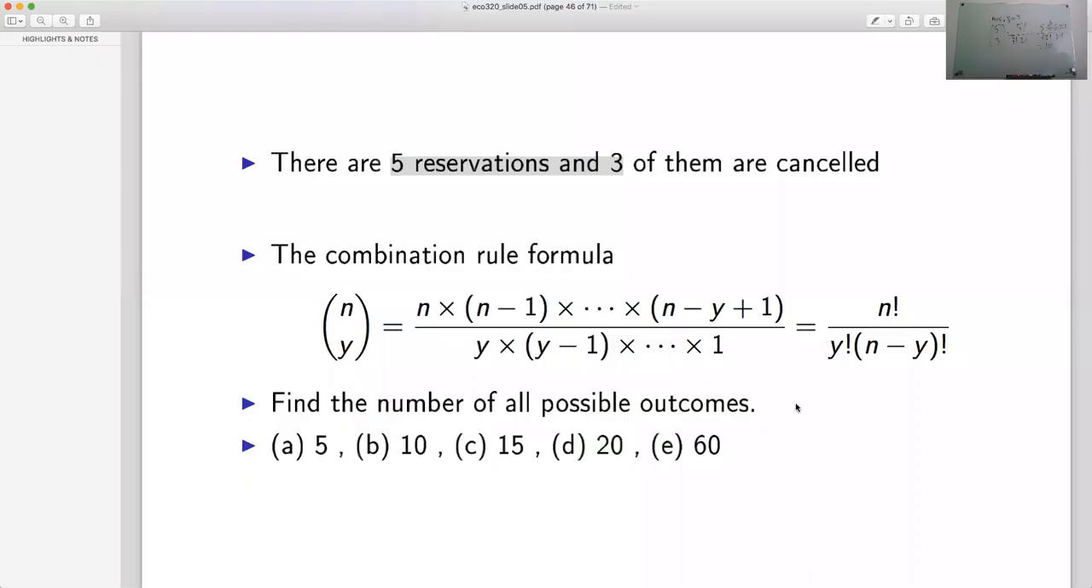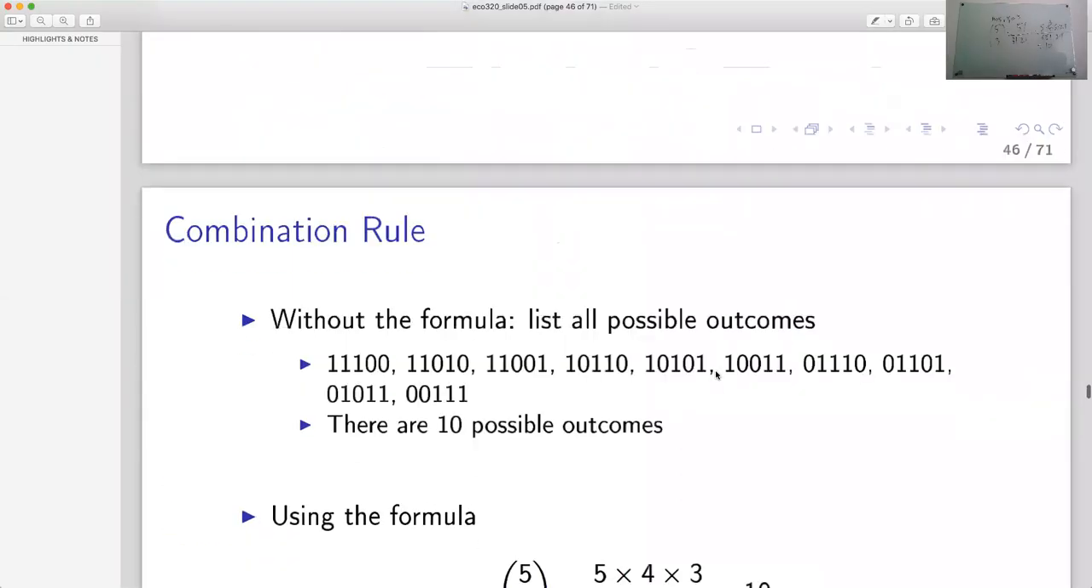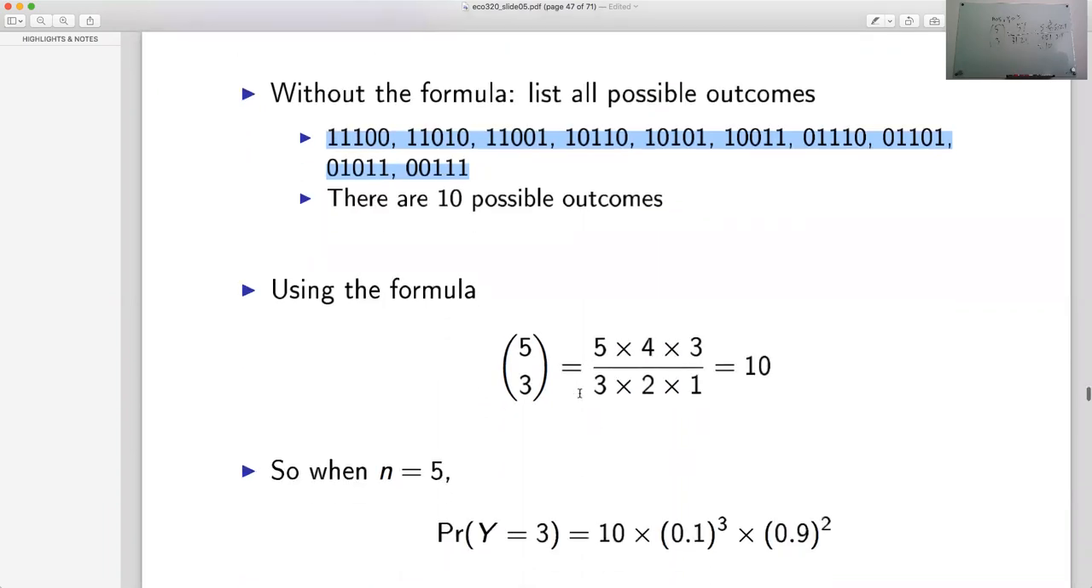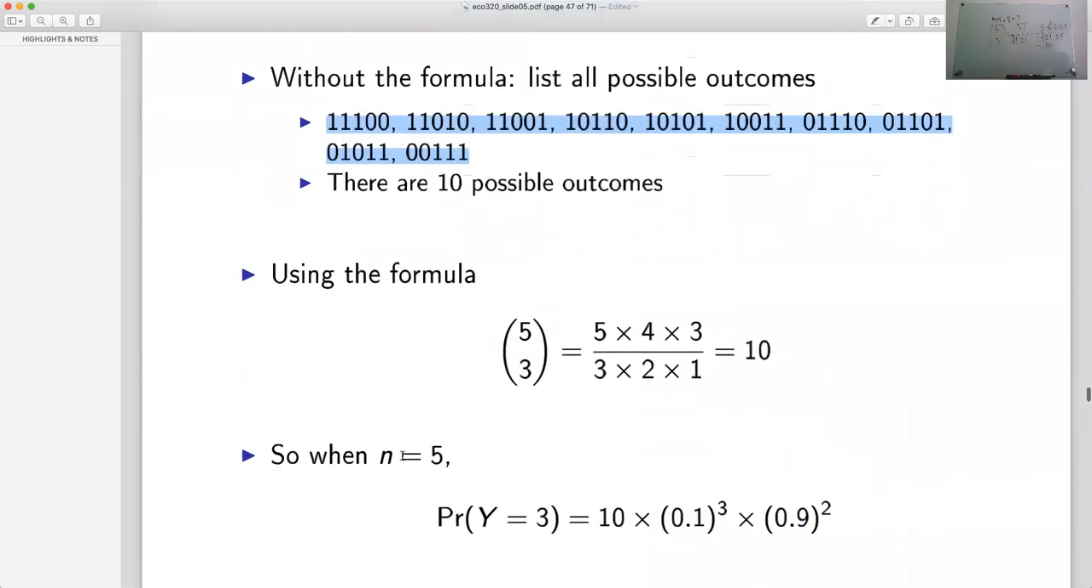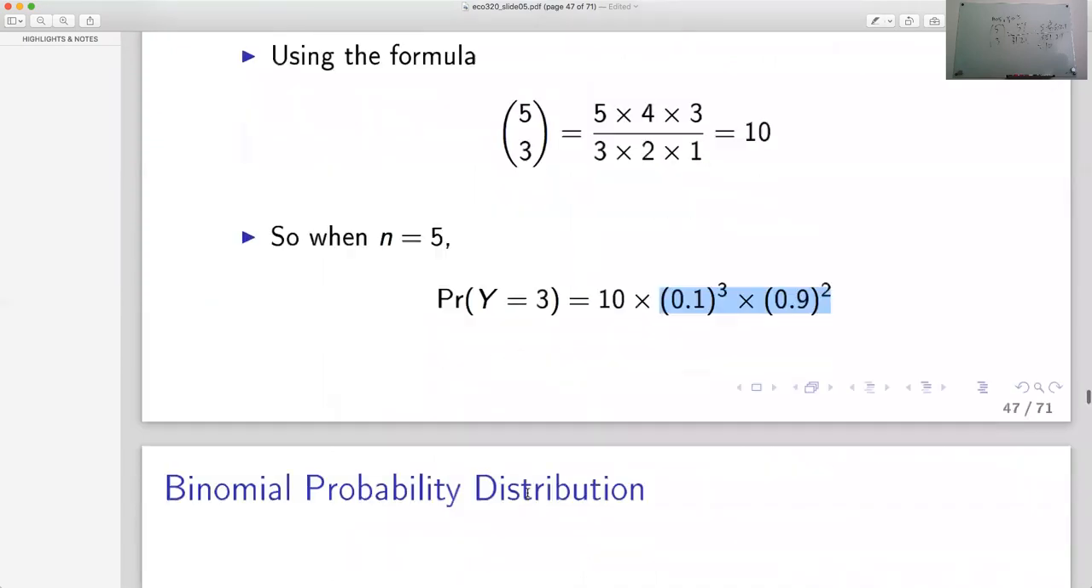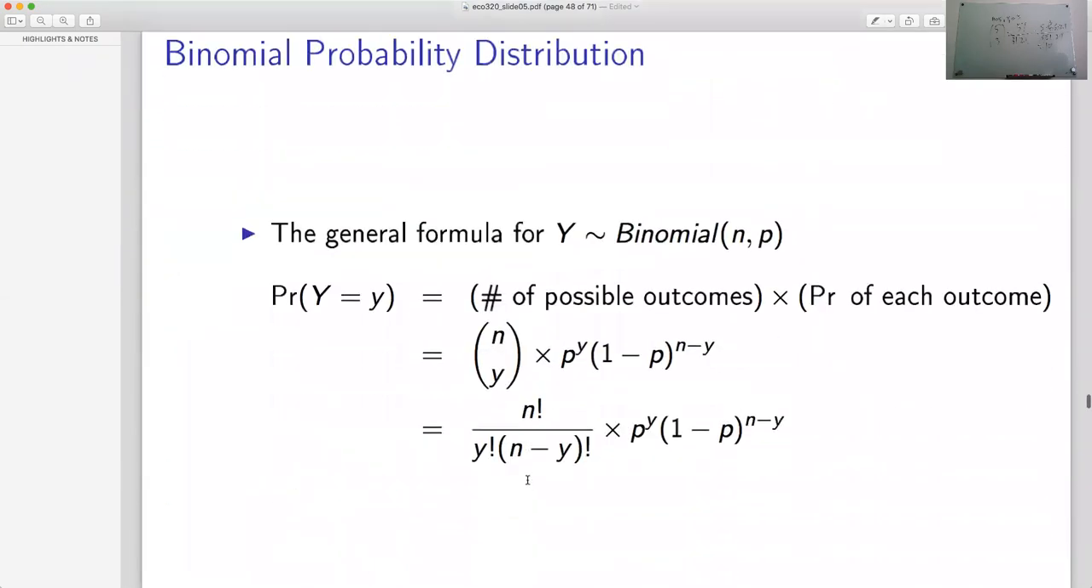Do some math. Try to go over this many times, okay? So 10 outcomes. You can count them, but you might make some mistakes if you do this by hand. Using the formula, this is how you get that. So when n equals 5, the total number of possible outcomes is 10, times those probabilities. So that would be your answer. You've got to multiply total possible outcomes times the probability of each outcome. So that would be the probability of y equal 3.